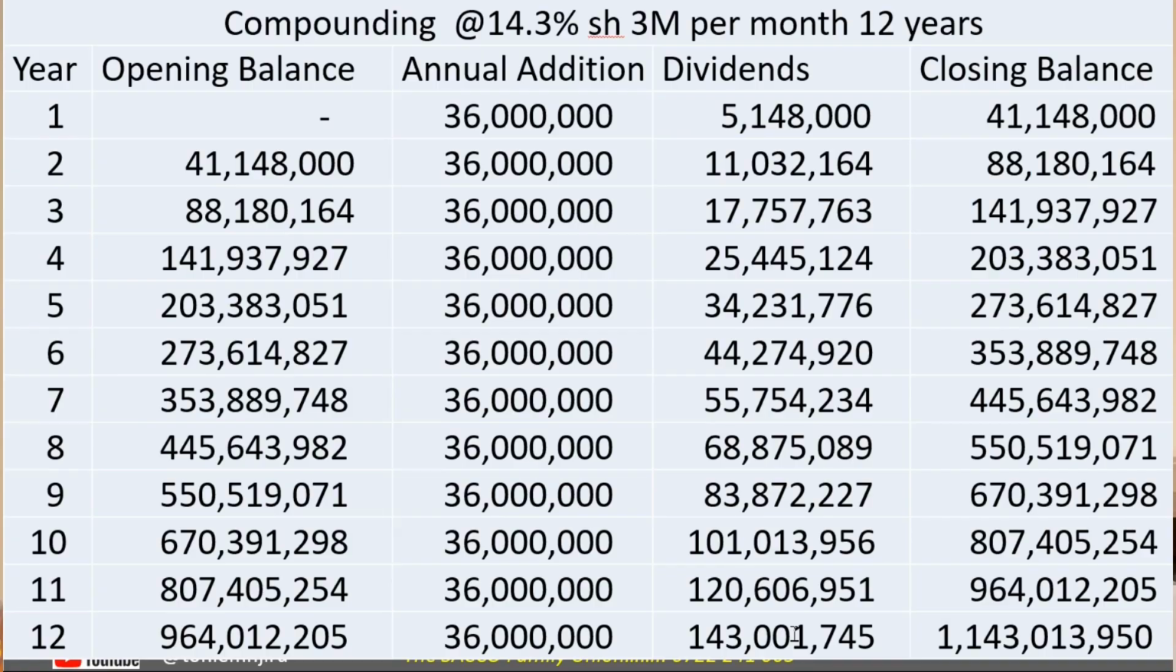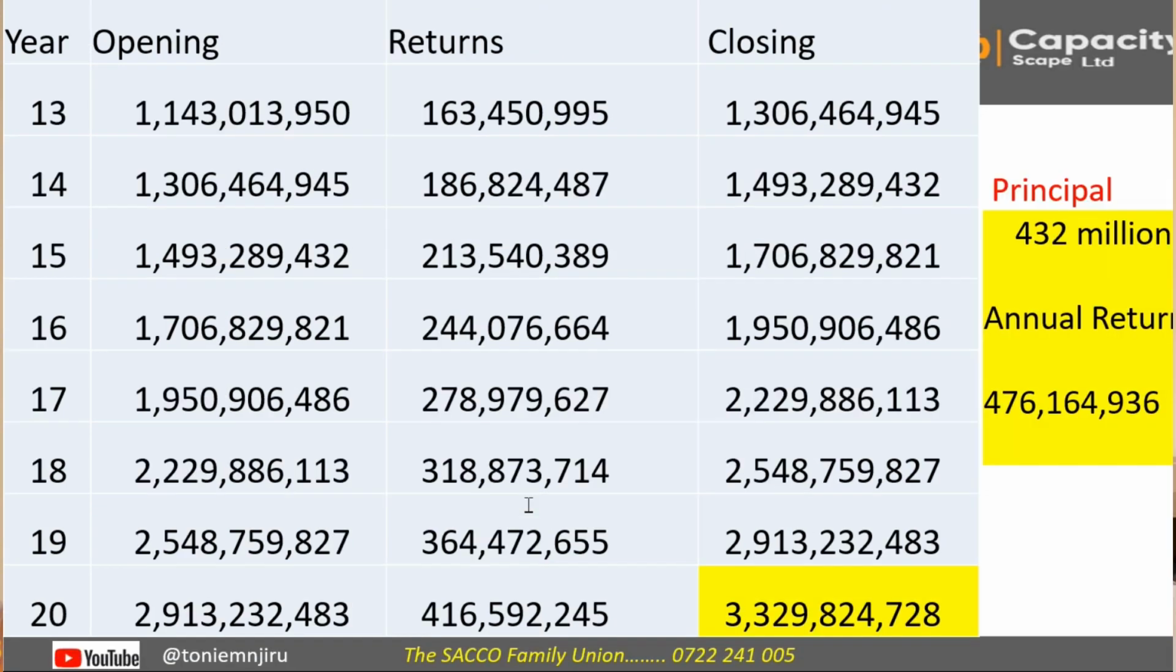This is our last example of a SACCO that decides to be investing 3 million shillings in bonds at 14.3% net every month. So every year is 36 million. At the end of 12 years, they will have accumulated 1.14 billion shillings in bonds, that from the next year would be generating a return of 163 million every year.